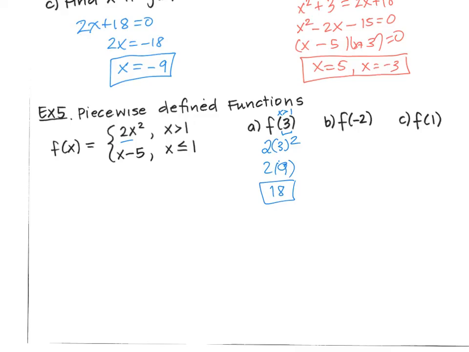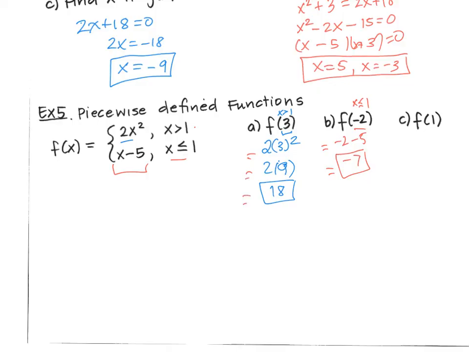Now it says plug in -2. Is -2 greater than 1? No. Is -2 less than or equal to 1? Yes. Since -2 is less than or equal to 1, I'm going to use the second expression for the function. So that's x minus 5. What is x? -2 minus 5. So I'm going to get -7.